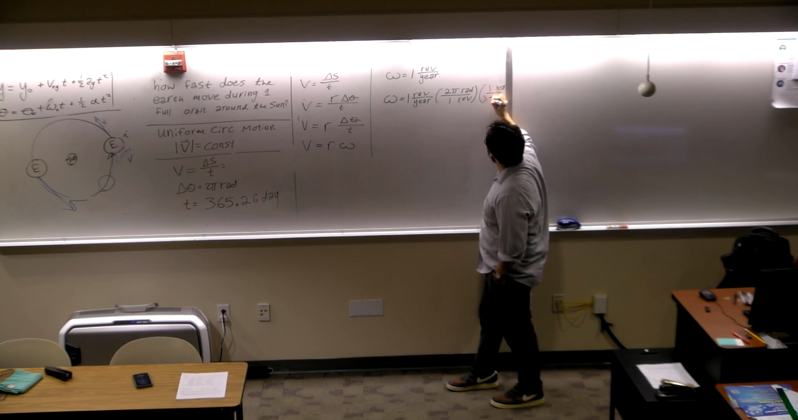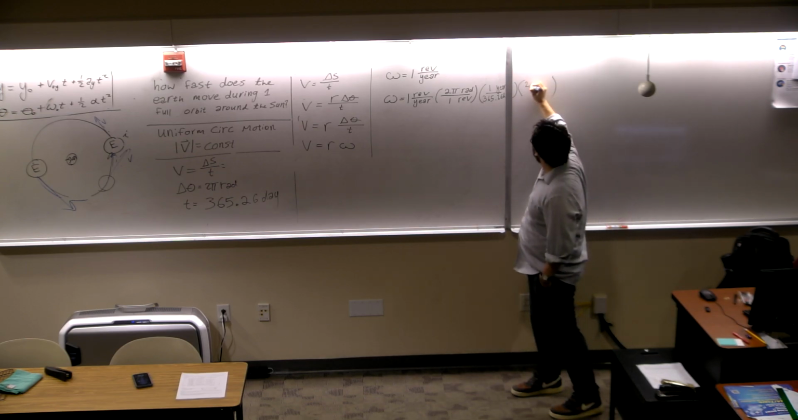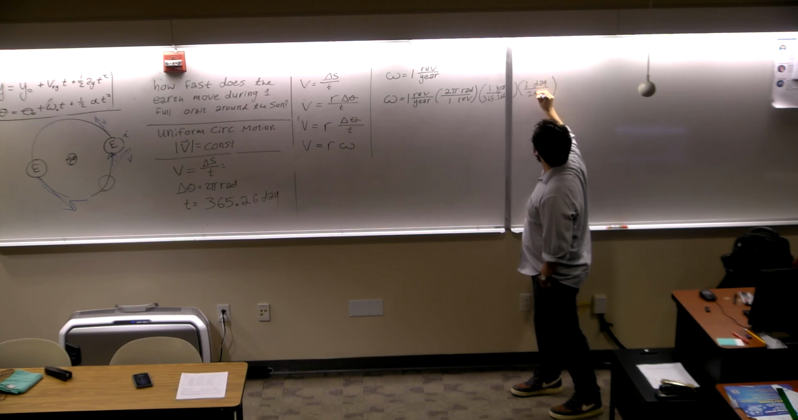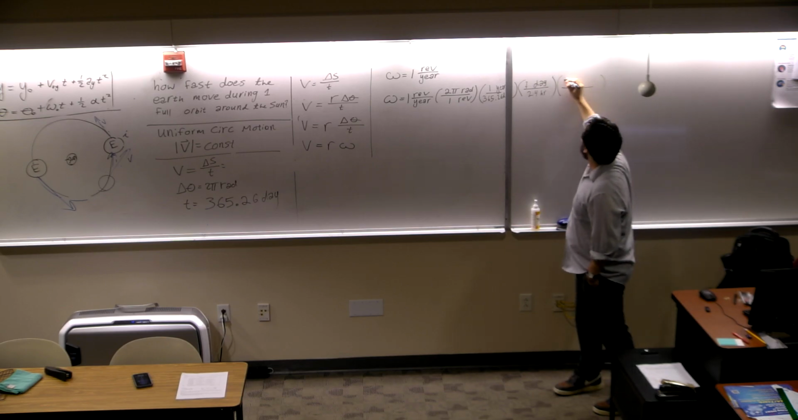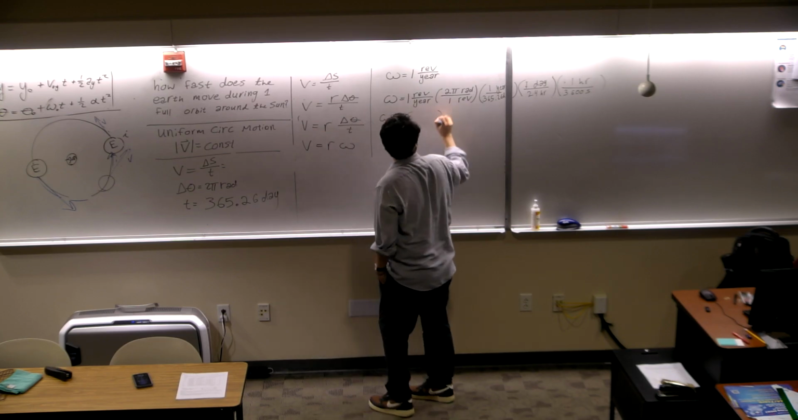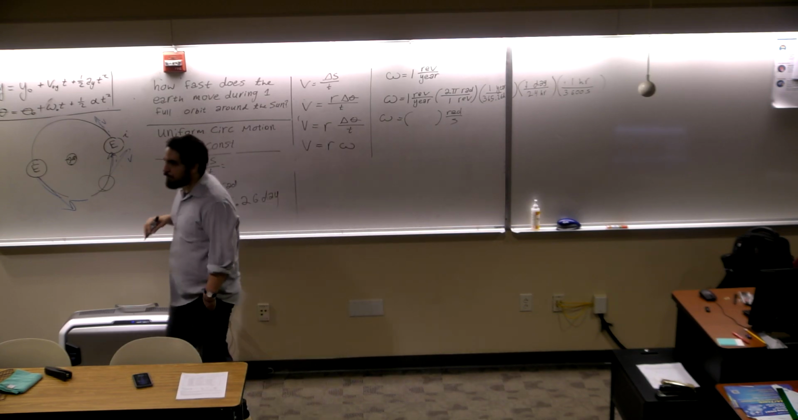is 365.26 days. Ran out of room there. And then you multiply it to go from days to hours, 24 hours in 1 day. Nope, got that backwards. 1 day divided by 24 hours. And then you take this and you get it into seconds. I'm going to skip a second and say 3,600 seconds is 1 hour. And that'll give you your angular velocity in radians per second.